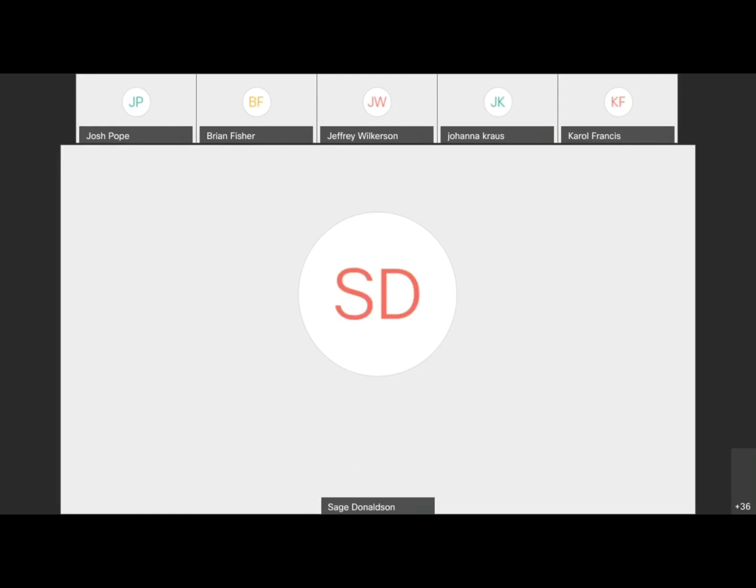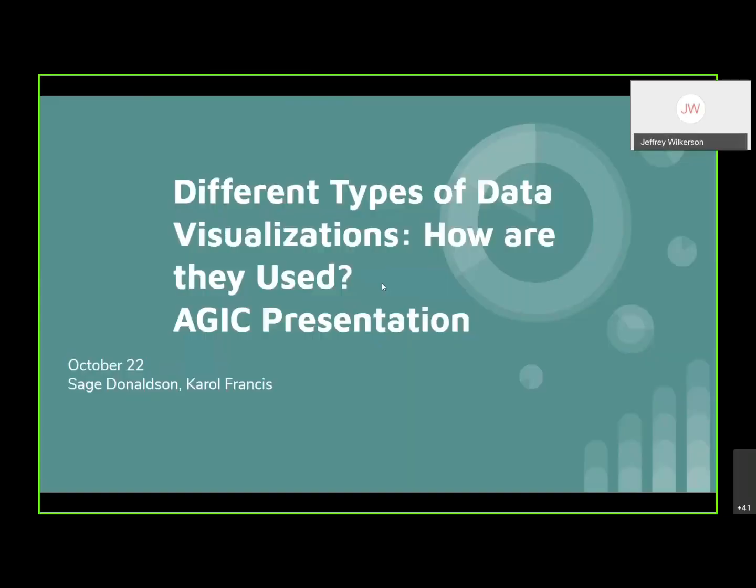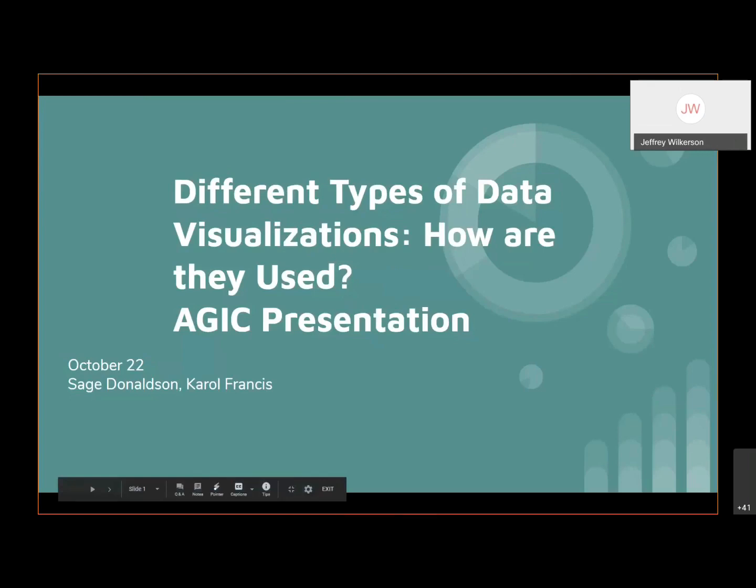Okay, awesome. Next up, we have Sage Donaldson and Karol Francis, and they're going to present different types of data visualizations. How are they used? Sage is a GIS analyst for the Arizona Department of Transportation, working specifically as the Highway Performance Monitoring Systems, or, when I was at ADOT, we affectionately called that HPMS, Analyst in the Data Analytics Group. Her daily work spans anywhere from producing and assisting in data visualizations to coordinating with local agencies to gather data for reporting purposes or mapping transportation GIS data.